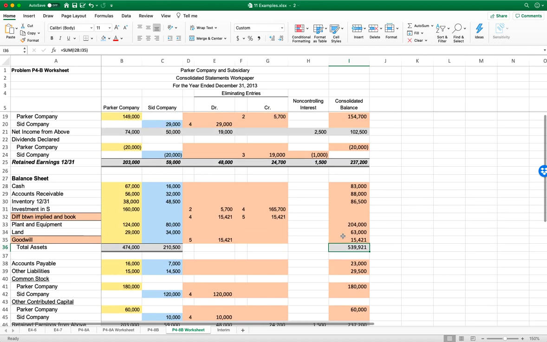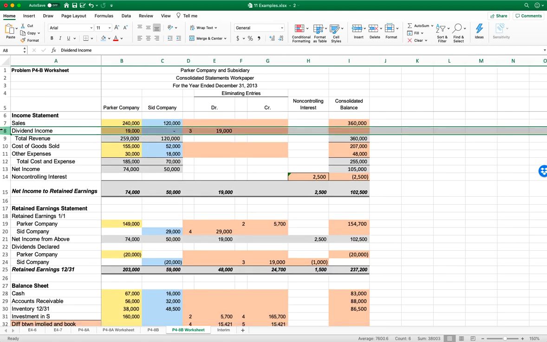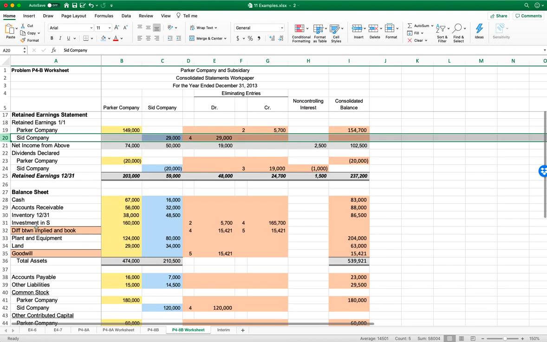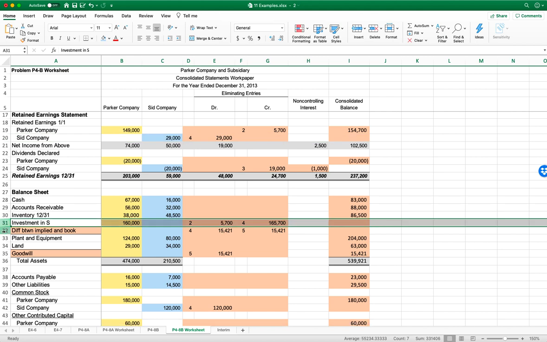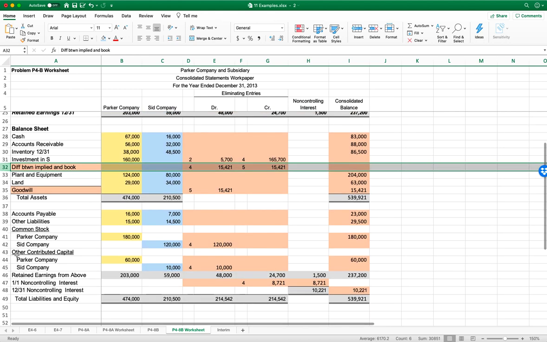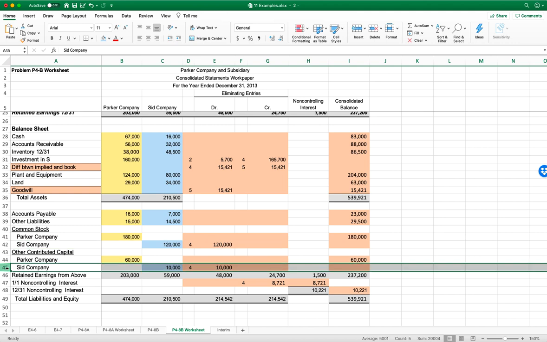Now, something to pay attention to. Again, you should do your checks. In this case, all of our dividend income was eliminated because we only had dividend income from our subsidiary, but that might not always be the case. We also eliminated all of our retained earnings from our subsidiary. We eliminated all of our investment in S, and we left no difference between implied and book on our consolidated balance sheet. And we also eliminated all of the subsidiary's equity in both other contributed capital and common stock.